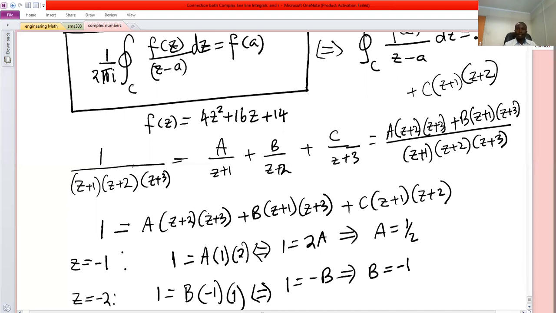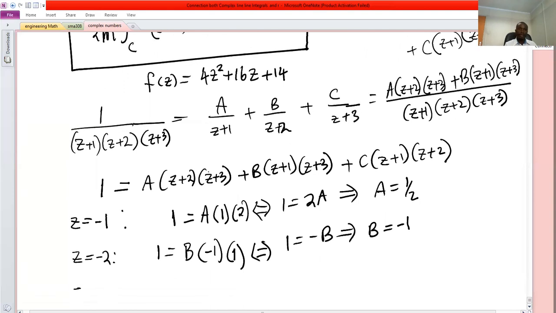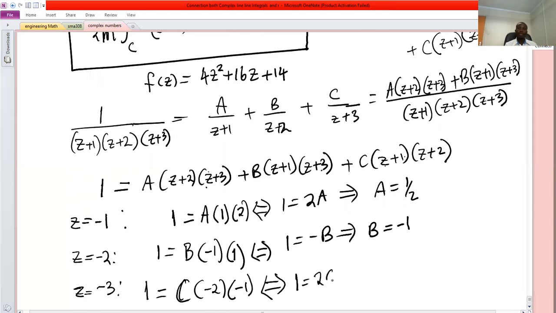And then when I set z equals to minus 3, I'll have 1 equals, this will be 0, this will be 0, so I'll have c into (minus 3 plus 1 is minus 2)(minus 3 plus 2 is minus 1). So this means I'll have 1 equals 2c, so it tells me that c equals a half.